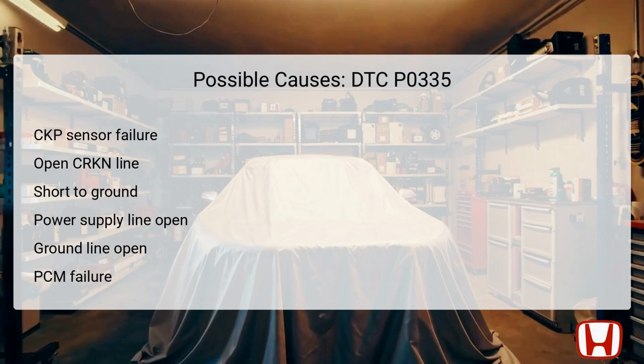Another cause might include an open circuit in the CKP sensor's CRKN line, which prevents signal transmission to the PCM. Additionally, if the CRKN line is shorted to ground, this can disrupt signal flow as well. Power supply issues, such as an open line in the CKP sensor's power source, may also prevent its operation. Ground line issues can similarly affect the sensor's functionality. Lastly, an internal malfunction within the PCM itself can contribute to the problem, complicating the diagnosis and repair process.